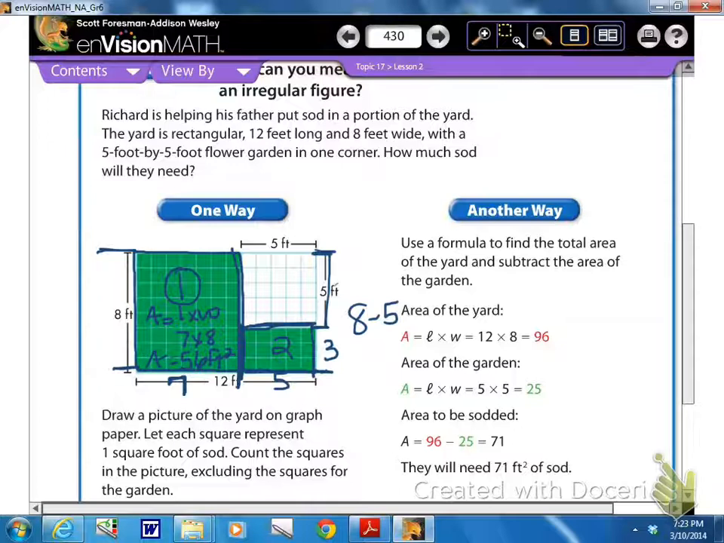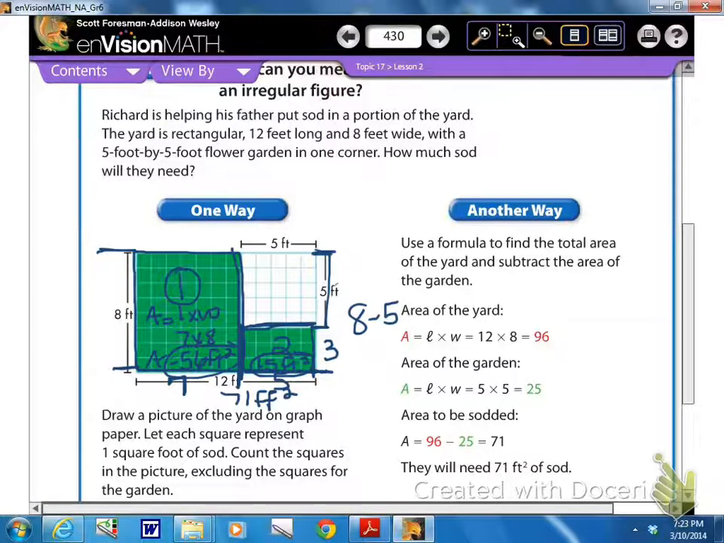Area is length times width. So here I have 5 times 3, which would be 15 feet squared. That would be the area of this one. That would be the area of that one. And then in this case, instead of subtracting, now you're going to add those two areas together and get a total of, okay, 71 feet squared.